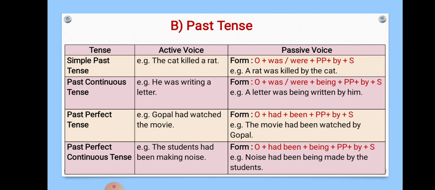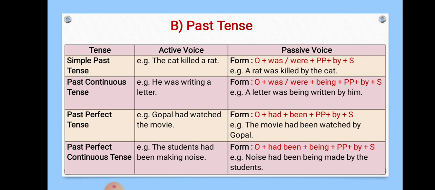Past tense. Simple past tense. The example is: the cat killed a rat. Format of passive voice will be object plus was or were plus past participle plus by plus subject. For example, a rat was killed by the cat. Past continuous tense. He was writing a letter. Format will be object plus was or were plus being plus past participle plus by plus subject. A letter was being written by him.